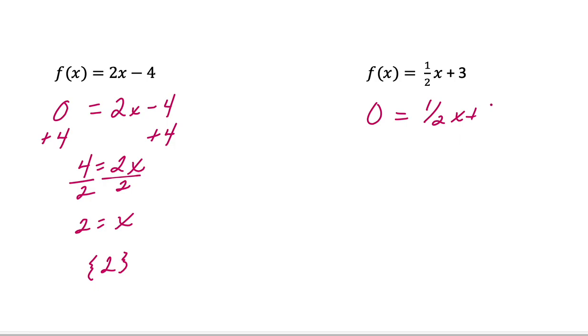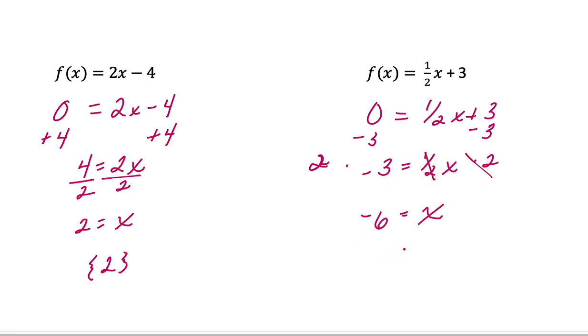1/2 x plus 3. So here I'll subtract 3. -3 is 1/2 x. And then to get rid of my 1/2, I will multiply each side by the reciprocal, which is a 2. So I will have 2 times -3, -6 is x. 1/2 cancels out. So here my solution set is just -6.